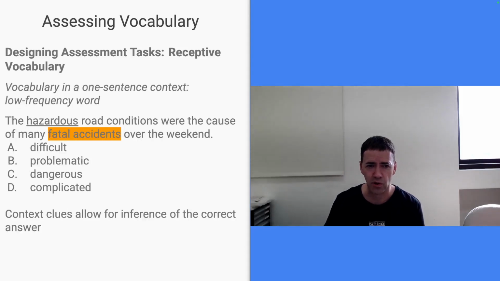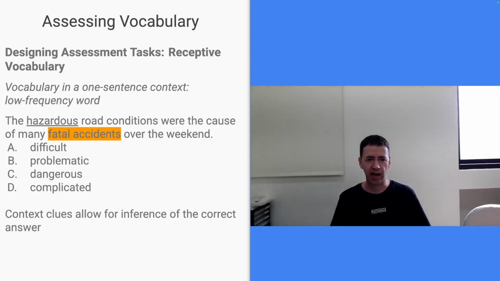Okay, now for low frequency words, you could add some context. So for example, in this one, "The hazardous road conditions were the cause of many fatal accidents over the weekend." Now, if you look at the 4 adjectives given, they all could fit, right? The difficult road conditions. It's a little bit awkward, but grammatically it's correct. The problematic, the dangerous, the complicated, all 4 of these could be okay. And you could argue that they are.